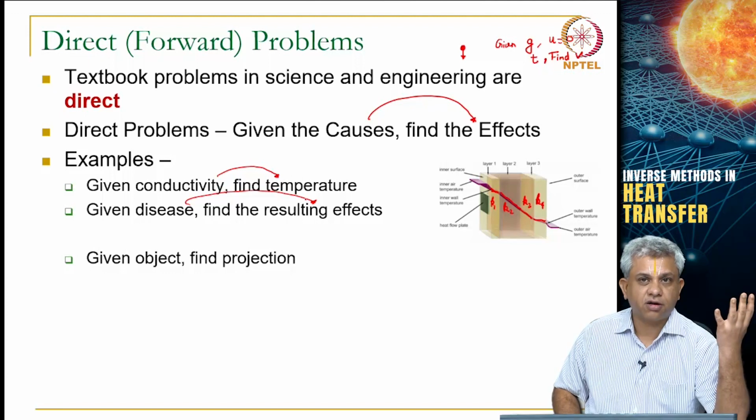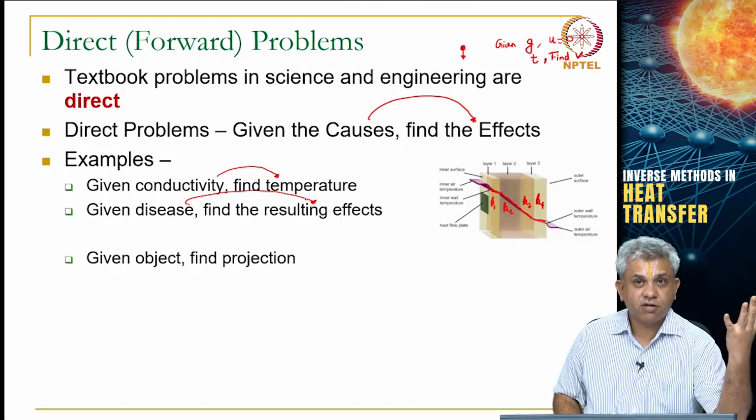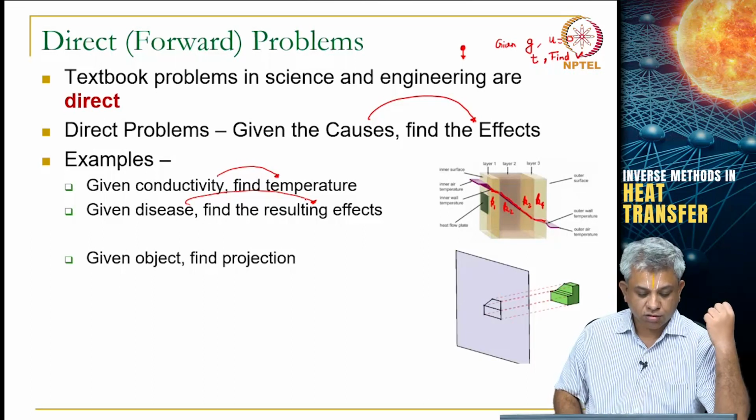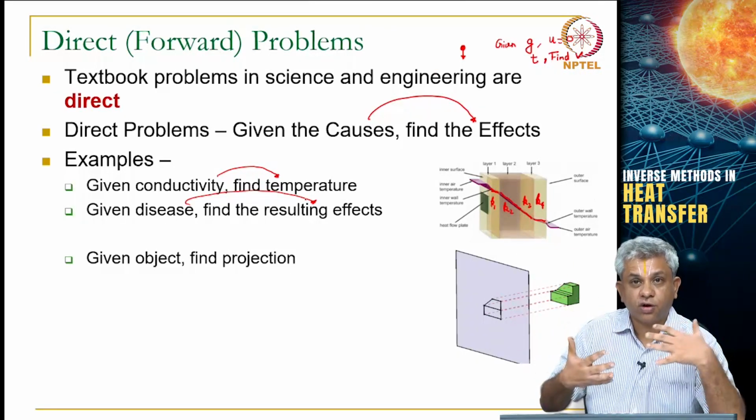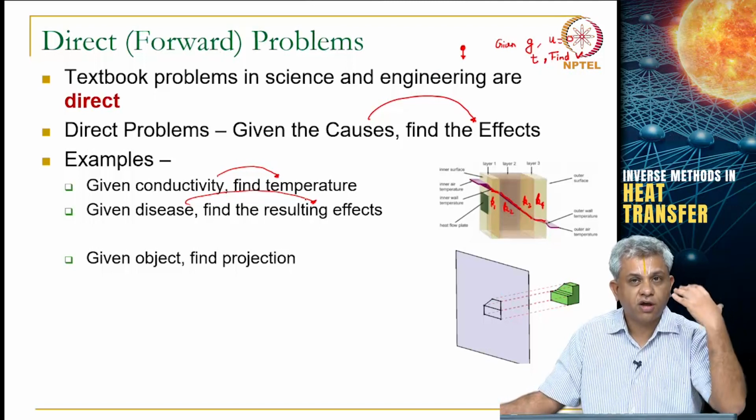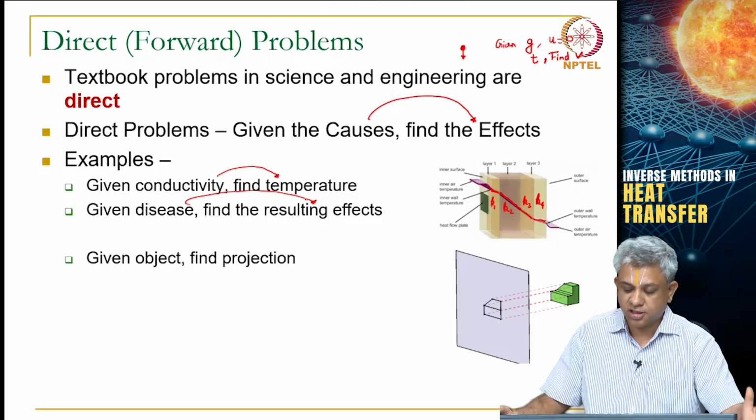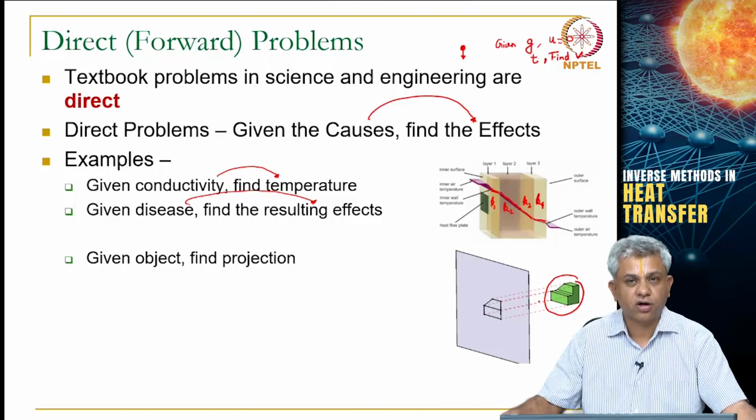Within engineering drawing, you could have something like: given an object, find out its front view, top view, side view, and so on. So given an object, find its projection. Given a body and given the light, find out what the shadow will look like. These are again forward problems. Please keep noticing some common characteristics between these problems. Again, given this kind of body, find out what will project onto a screen.